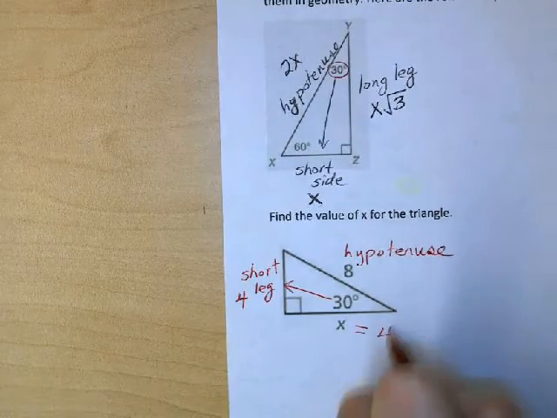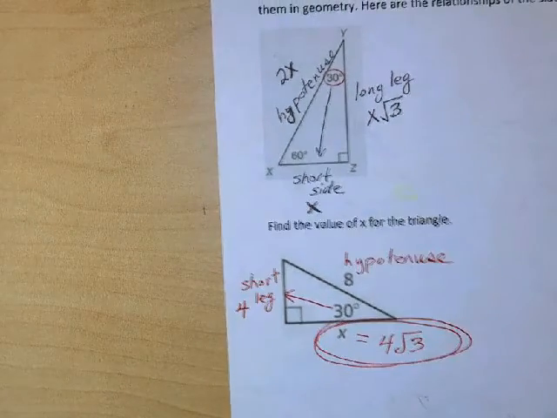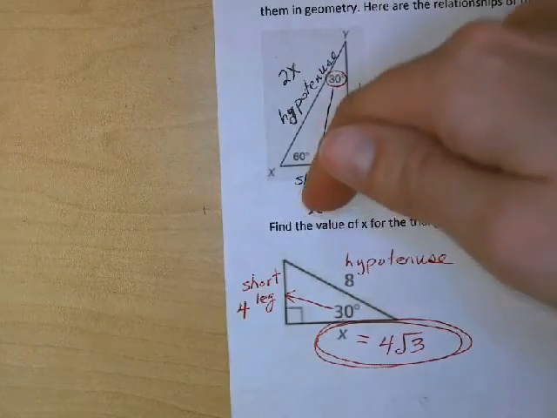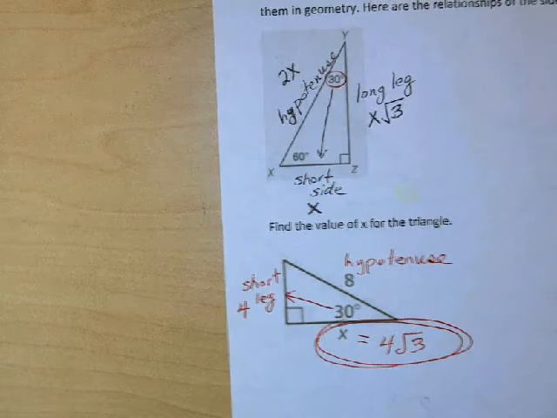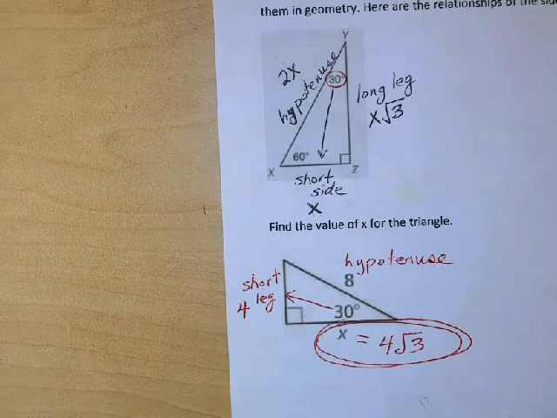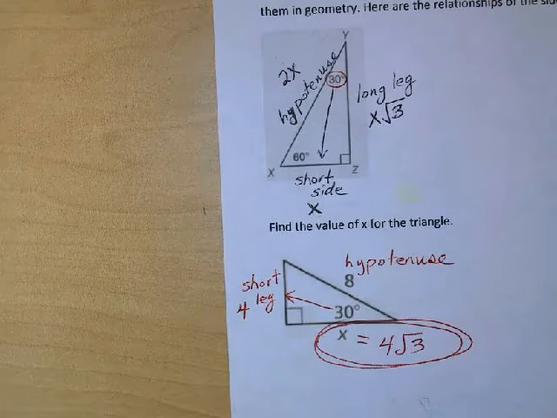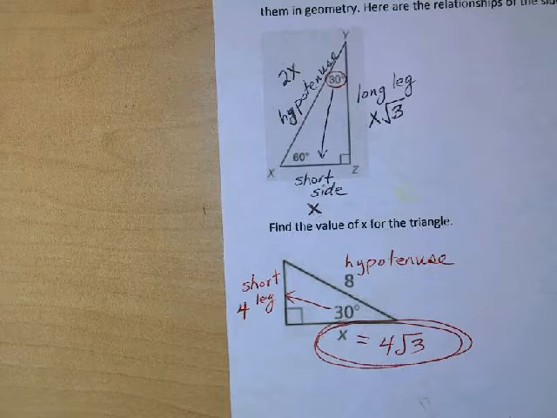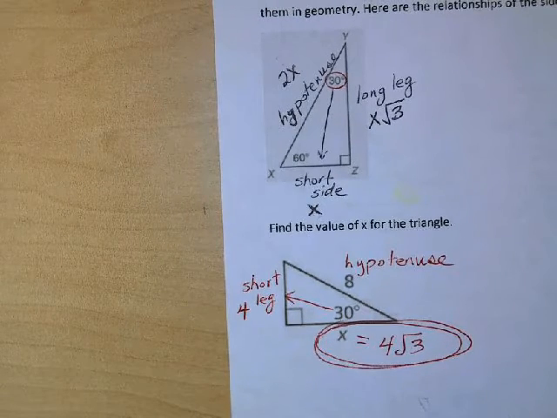Yeah, it's 4 square root of 3. That's it. Good job. See, don't make it too hard. You just take whatever the short side was and times it by square root of 3. You just write 4 square root of 3. Yeah, we leave it in radical form. We don't put decimals.